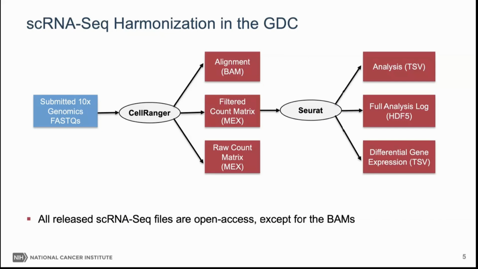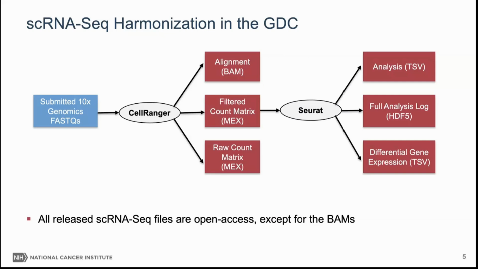The second step of the analysis is based on an R package called Seurat. It uses the filtered matrix as input and generates three primary outputs. The first output we call the analysis TSV. This output contains dimensional reduction results such as PCA, t-SNE, or UMAP. And it also applied the default graph-based clustering on these cells. That information is later used for visualization.